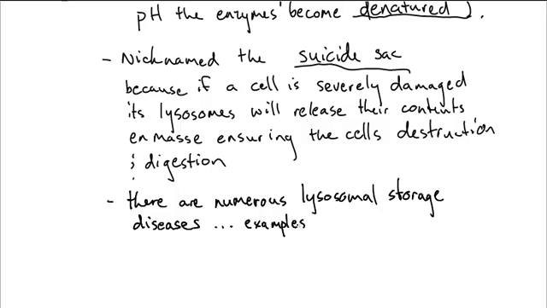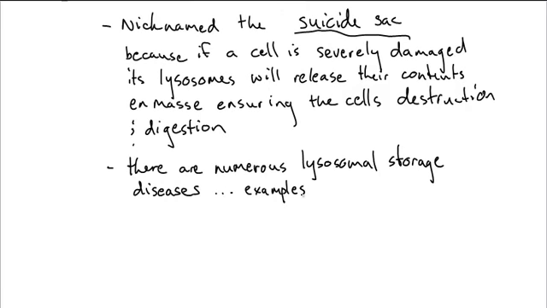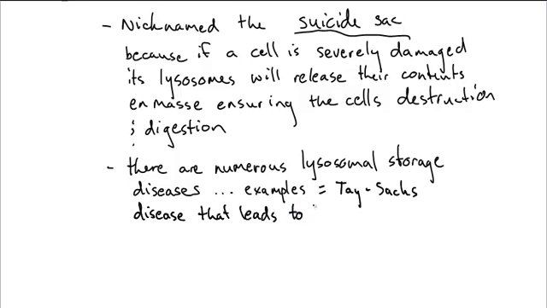is a devastating disease called Tay-Sachs disease. And unfortunately, this leads to death in early childhood. And it is a genetic disease. It's recessive, so generally both parents have to carry a defect in the gene that codes for the enzyme that leads to this.